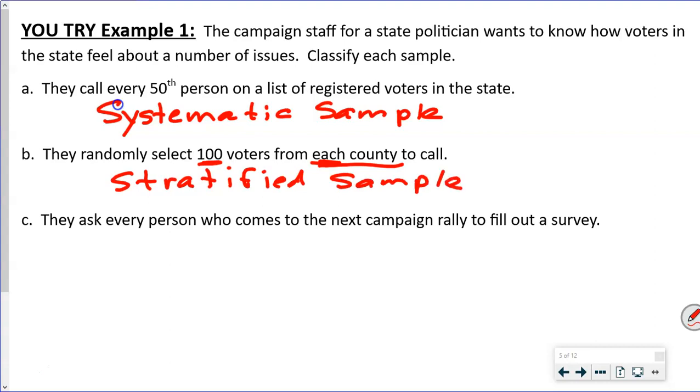And then they ask every person who comes to the next campaign rally to fill out a survey. This would be convenience, because they just happen to show up. Whoops, I spelled that wrong. I do that a lot. C-O-N-V-E-N-I-E-N-C-E. There we go.